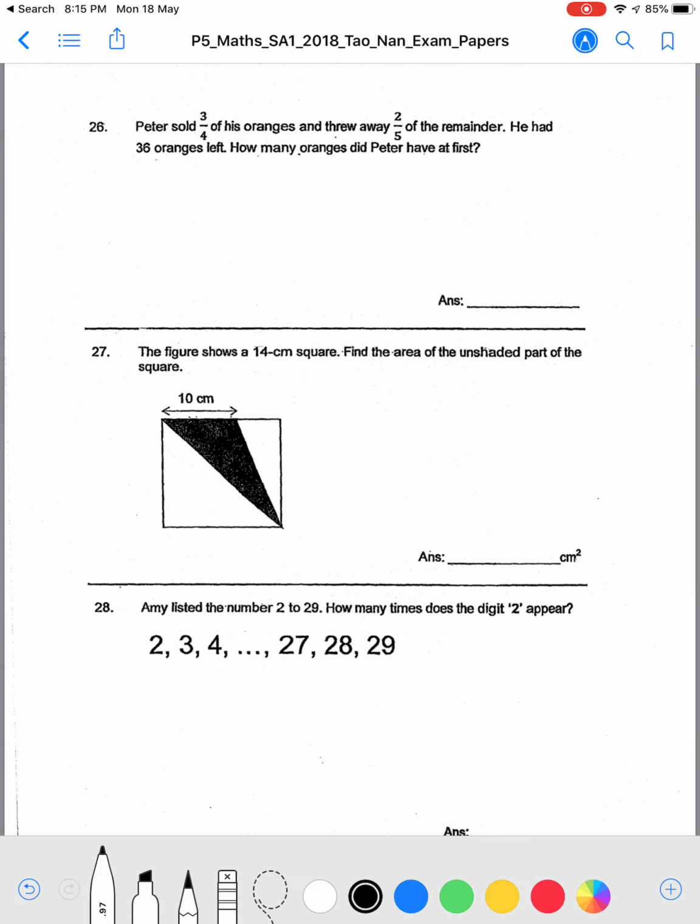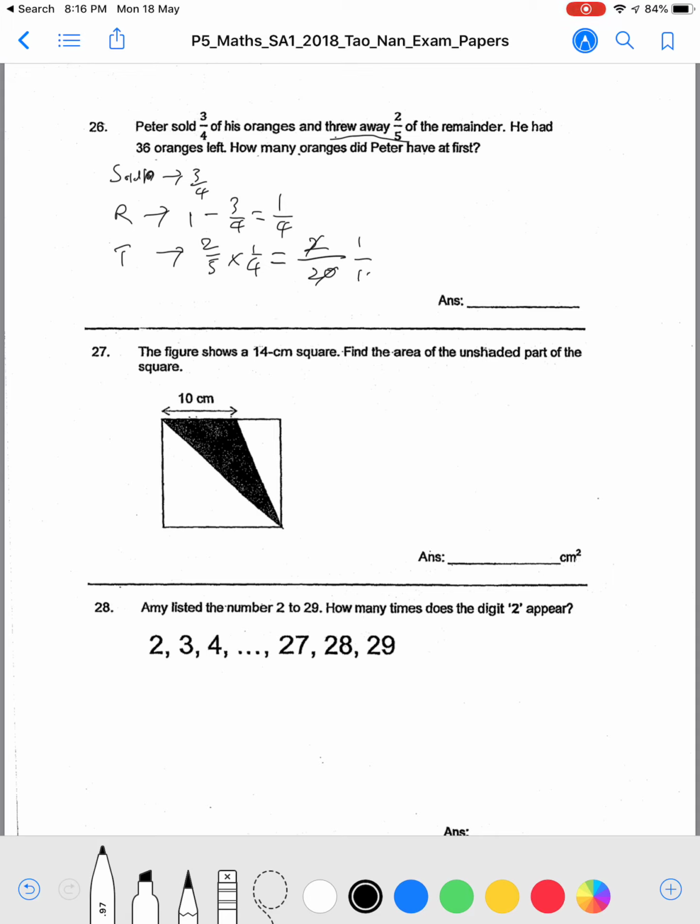So the next question is the remainder question. Okay, so Peter sold 3/4. He threw away 2/5 of the remainder, right? Remainder is 1 minus 3/4 is 1/4, correct? Then we have to find the amount thrown away. Thrown away is 2/5 times 1/4 gives us what? 2/20. Okay, can? So 2/20, or you can change it to 1/10.